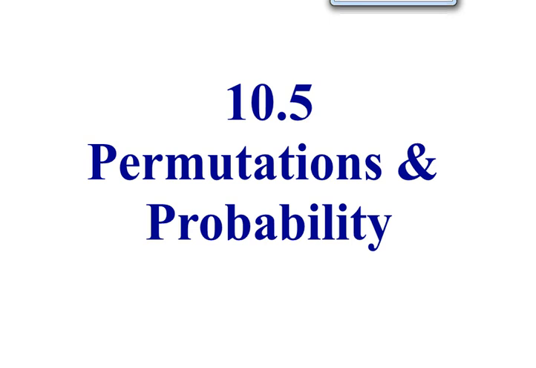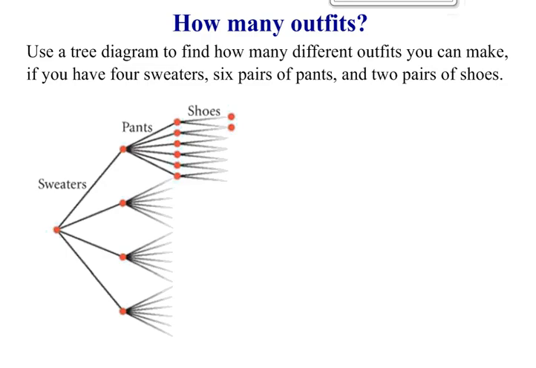Okay, so section 10.5 is on probability. We've talked about probability before, but we've never talked about permutations here, and we're going to introduce that. How many outfits? Let's use it to find how many outfits.